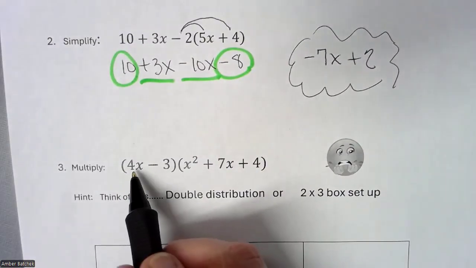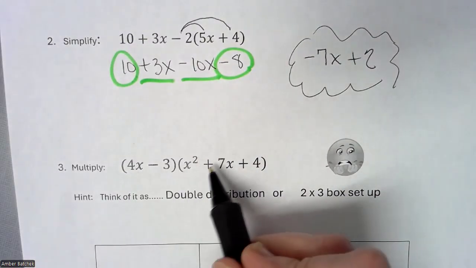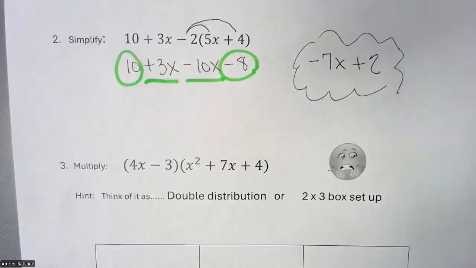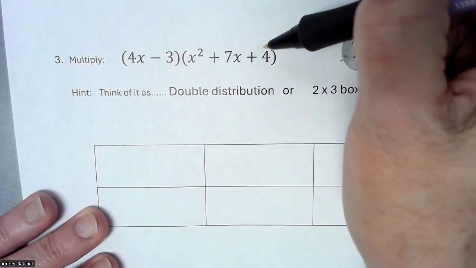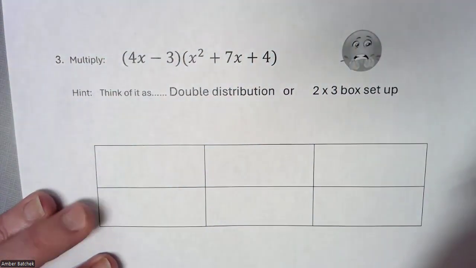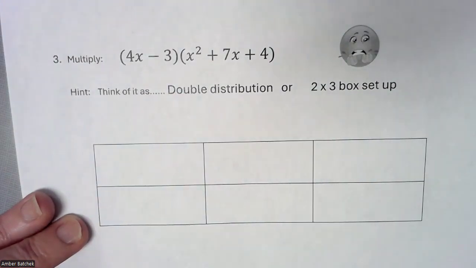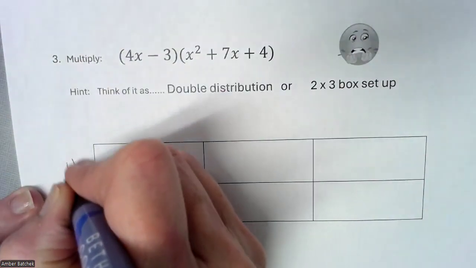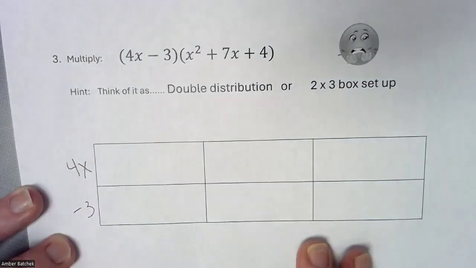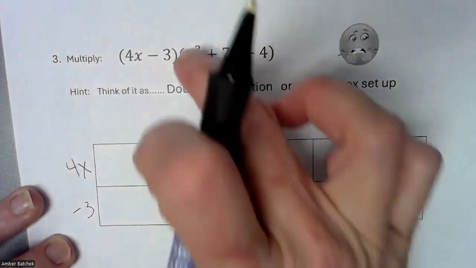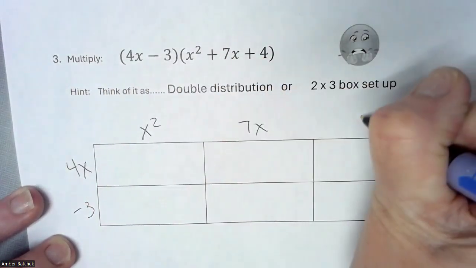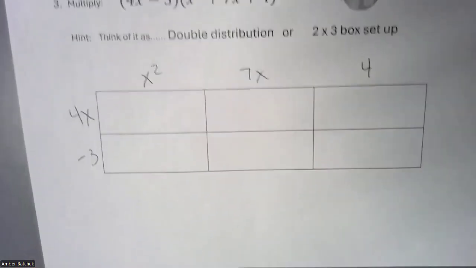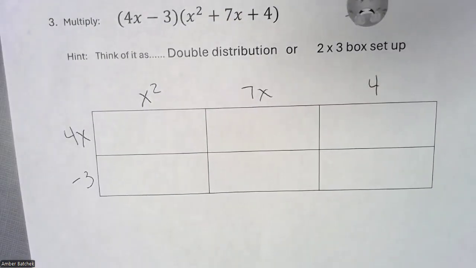Okay, last one. We've got 2 terms being multiplied by 3 terms. So that's why we have a 2 by 3 box. Some of y'all may just decide I'm going to distribute, then I'm going to distribute, and I'm just going to combine like terms. I like the box because it organizes things. So the 4x and the -3 go down the side. And then these 3 terms go across the top. We've got an x squared, we've got a 7x, we got a 4. Okay. Now remember, when we're filling in the box, this is where we're adding powers.